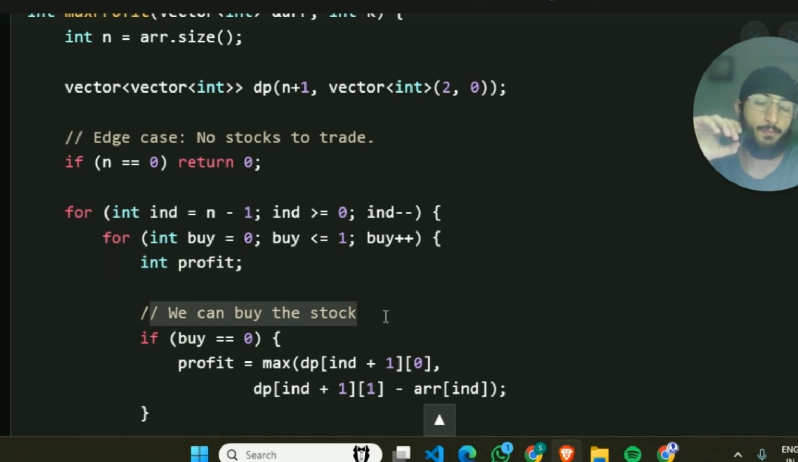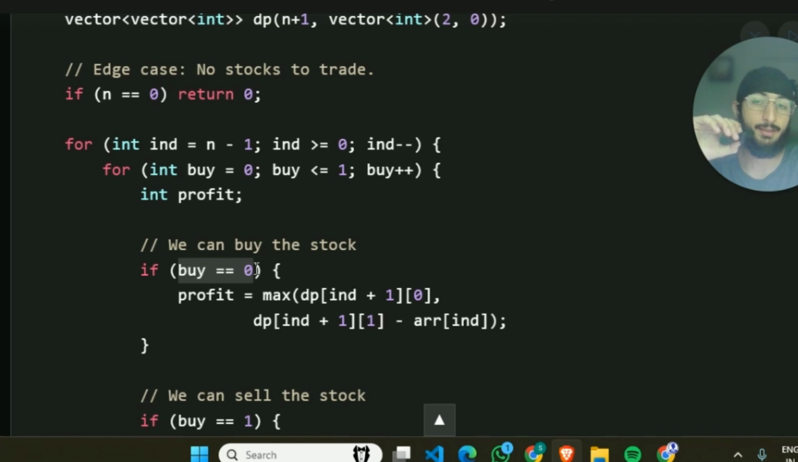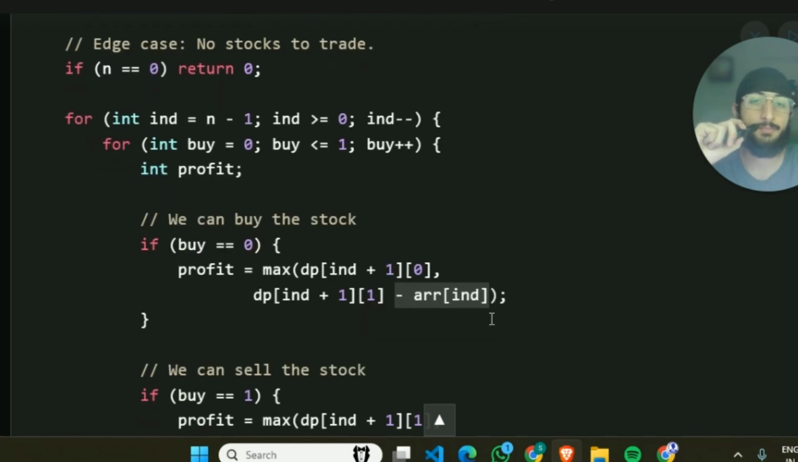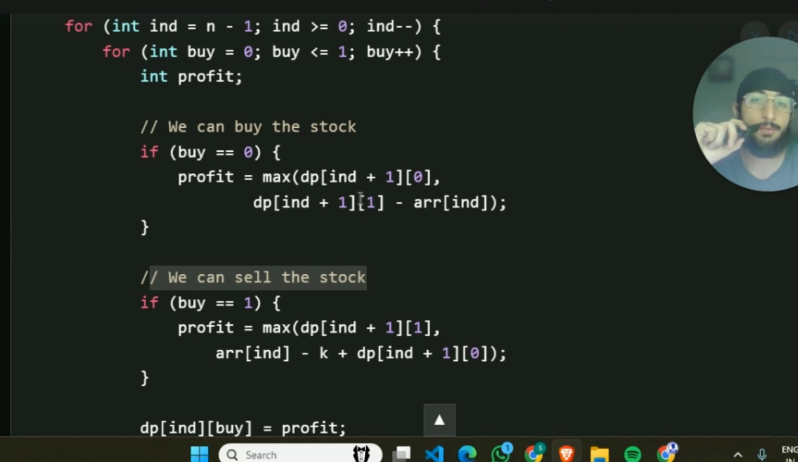Profit, if we are able to buy the stock, that means buy state is equal to 0. Then we get profit is equal to max of either we don't buy anything and move to the next day, index plus 1, and keep the buying state as 0, or we basically buy the stock on this day, move to the next element for the next day, index plus 1. And since we have bought the stock, we are removing the cost price from that value, right? And we are also changing the buying state to 1, because now we will be able to sell the stock in the next iterations, right?